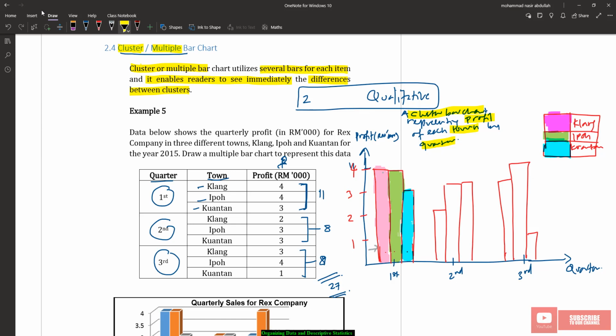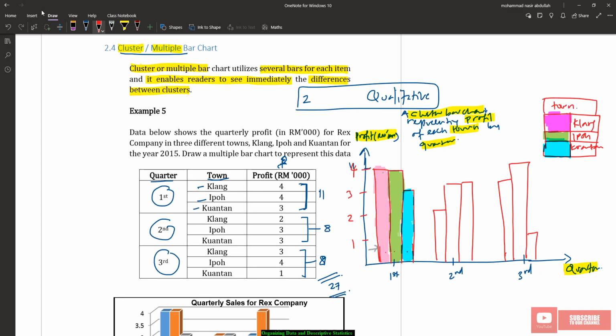So people will know, this is a cluster bar chart. Dalam cluster bar chart ni ada profit, ada town, ada quarter, right? And of course, each axis should represent the variable lah. This is a quarter, this is town, and this is profit, and last is town lah.